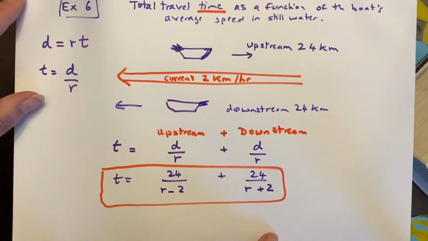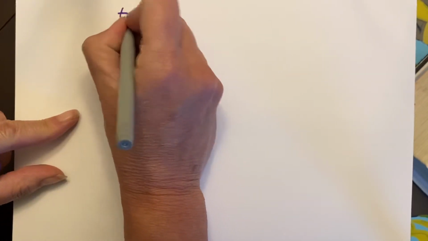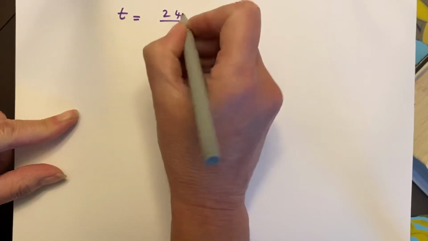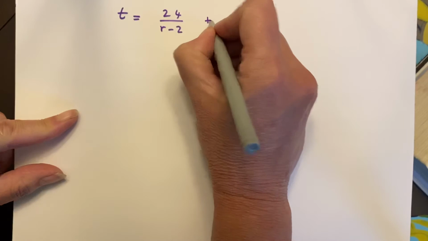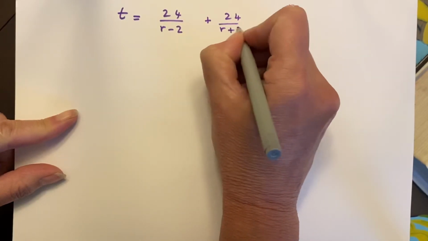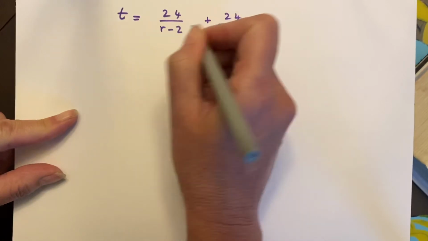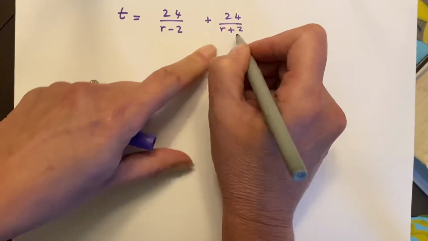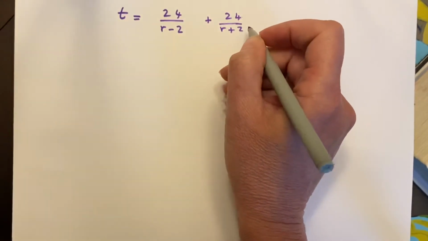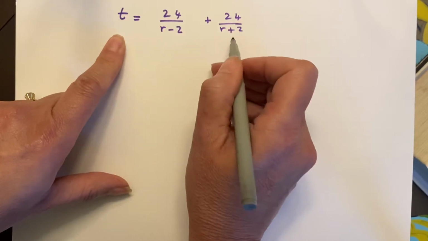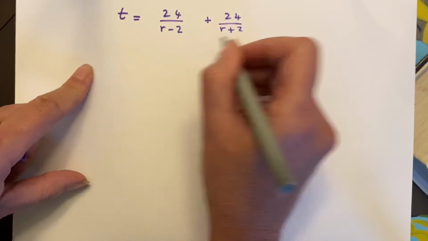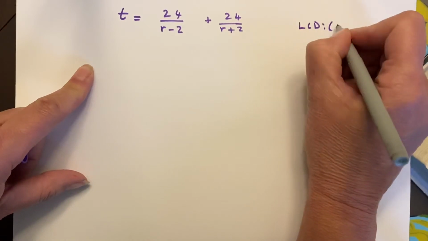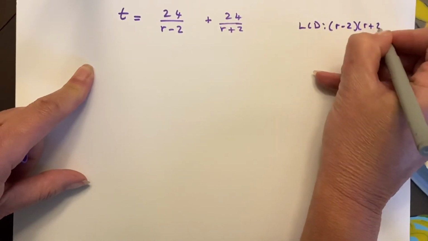So I'm going to just change pages and we're going to rewrite this and simplify it. So we found that T, the total time, is the time upstream plus the time it takes it to go downstream, where this is the distance, 24 kilometers, over the rate, where the rate is minus 2 kilometers an hour when it's upstream and plus 2 kilometers an hour downstream. So we have a situation where we just need to find an LCD to combine these. The LCD is obviously going to be R minus 2, R plus 2.